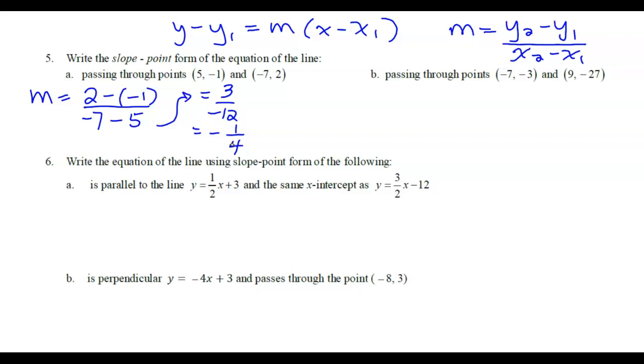So now our equation will be y minus, and you decide which point you're going to choose. I'm going to choose that one. So y minus negative 1 is the same as y plus 1 equals the slope bracket x minus x1. And you're done. You don't have to solve for y because it says slope point form. That's all you have to do.